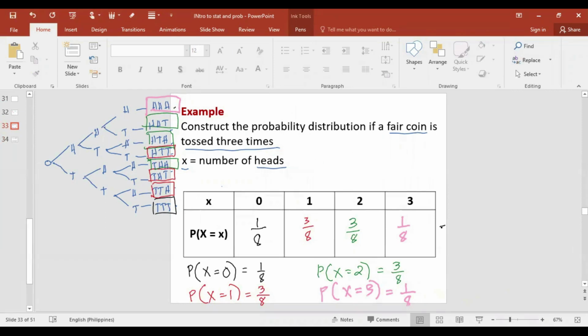Now let's check if the sum of these probabilities is equal to 1. 1/8 plus 3/8 plus 3/8 plus 1/8. We get 8 over 8 or 1. So this probability distribution satisfies the properties of a discrete probability distribution.